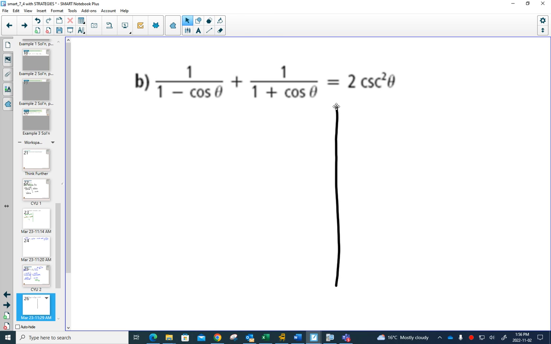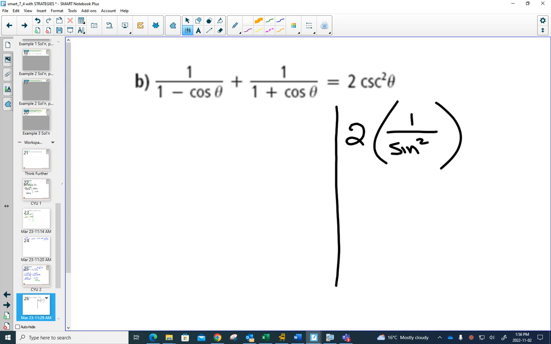let's take it a little bit slower. Let's take it a little bit slower by putting the 2 there and then just changing the cosecant squared to 1 over sine squared. This is multiplying fractions. The fraction in front is a 2 over 1. How do you multiply fractions? You multiply the tops, you multiply the bottoms. So the 2 would stay on the top.